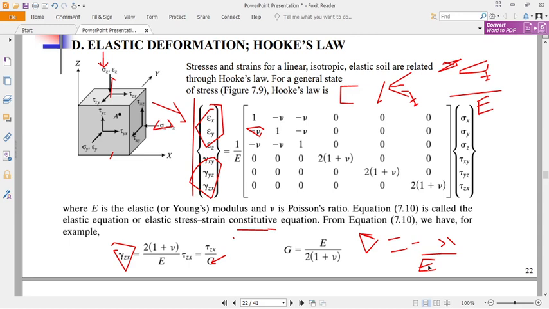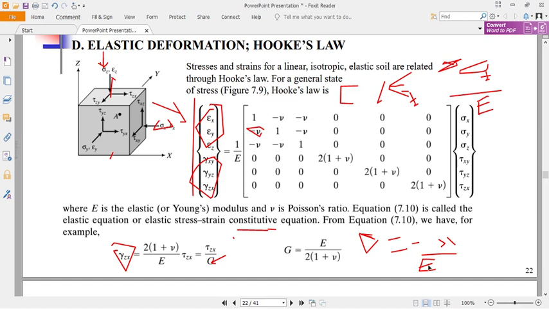So now you substitute for the strain in X. The strain in X is equal to, if you expand it, negative V times the stress in X divided by the Young's modulus.